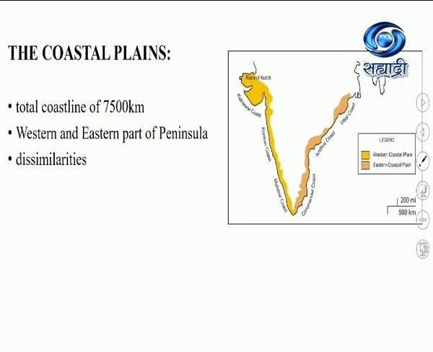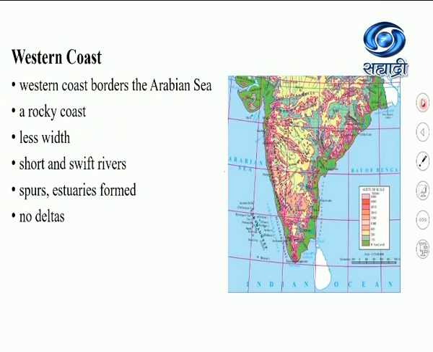But obviously, if you see this image, you will find there are certain dissimilarities. Both the coastal plains are not the same. So Western Coastal Plains are different from the Eastern Coastal Plains. Let's study the dissimilarities. What is it? Okay. So the Western Coastal region, see an extensive area, a very huge area which is bordering the Arabian Sea, is the western coast of India.